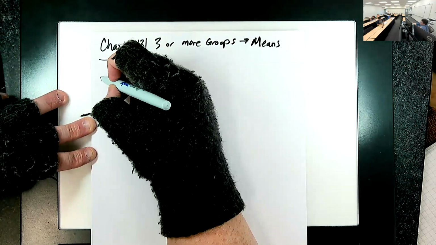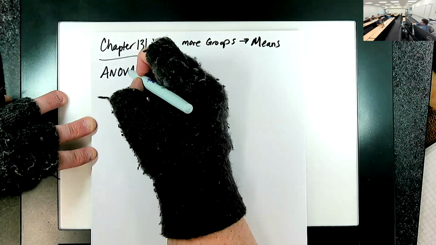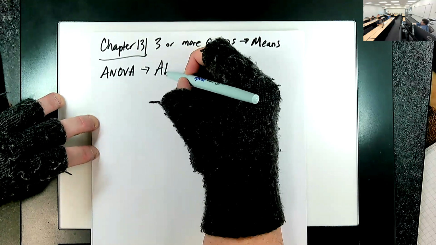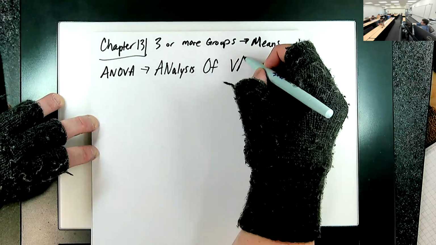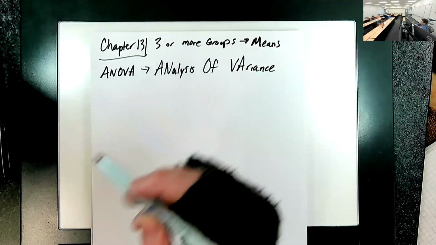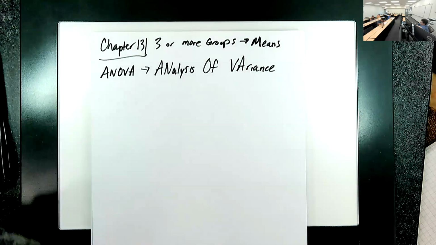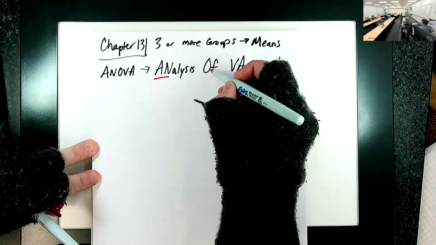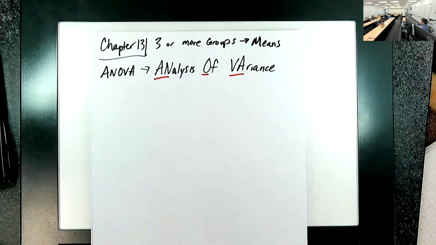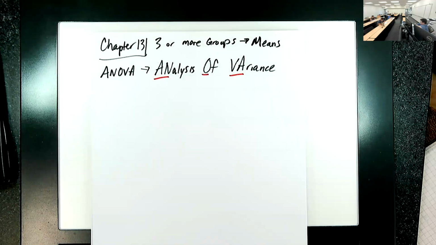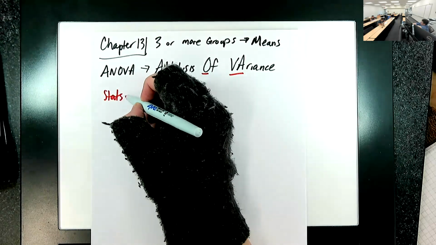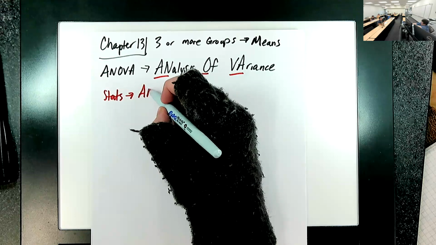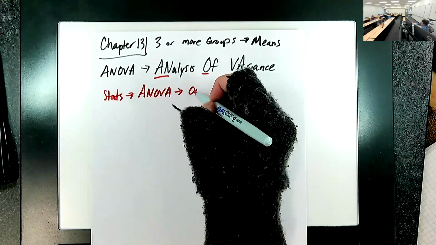So this test is called the ANOVA test. It stands for Analysis of Variance. AN is from analysis, O is from of, and VA is from variance, ANOVA. It helps you find it when you're looking for it in StatCrunch, just like goodness of fit. It has its own header under stats. Stats, ANOVA, and we're going to do one way.